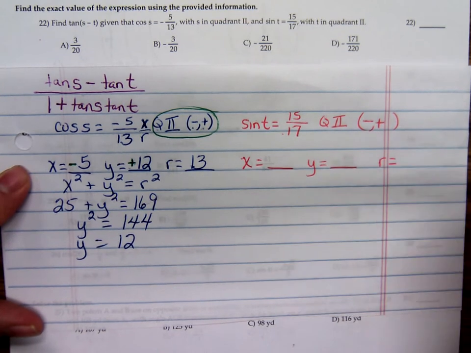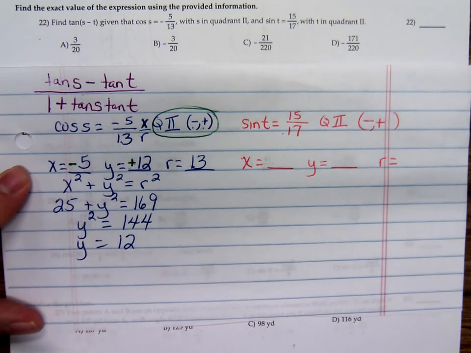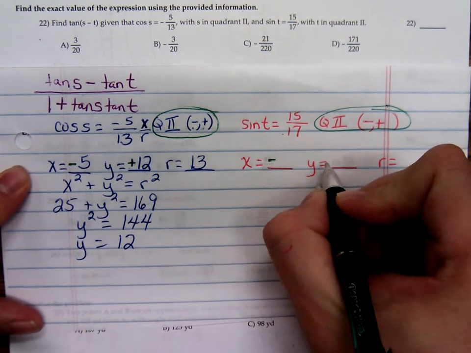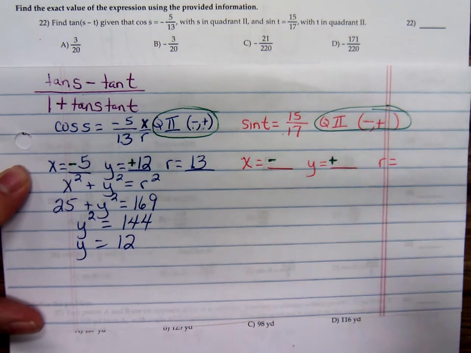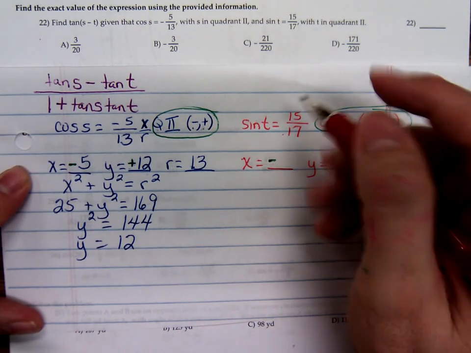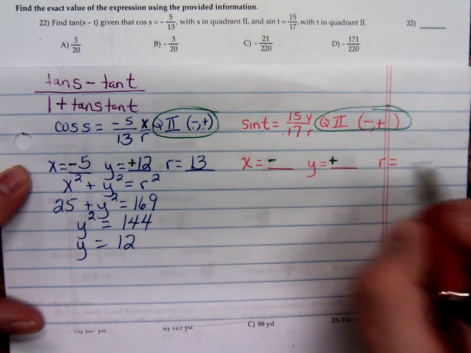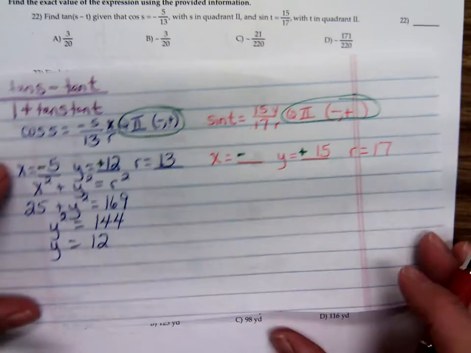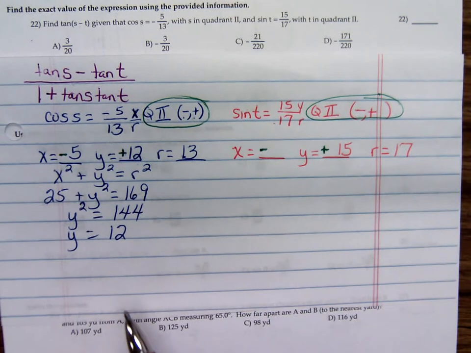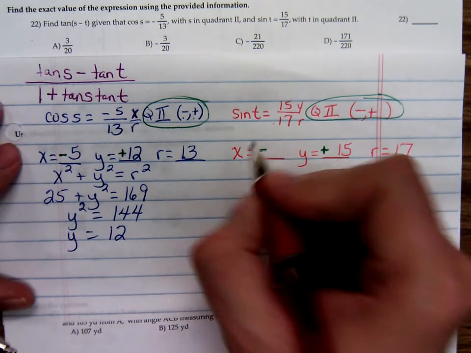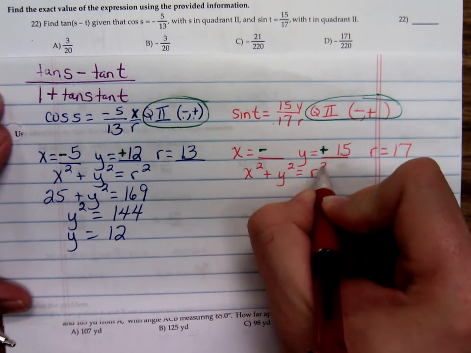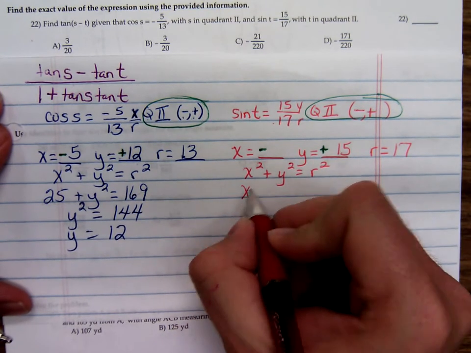Quadrant 2. Quadrant 2, x is negative, y is positive, sine is y over r. Might want a calculator on these. I'll do the same thing I did over here. x squared plus y squared is r squared. So we have x squared plus 15 times 15.